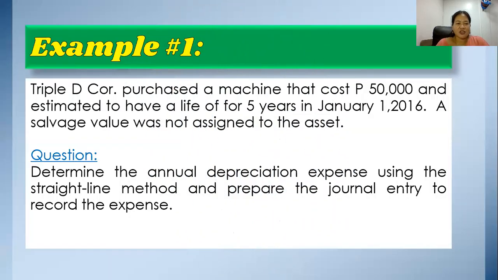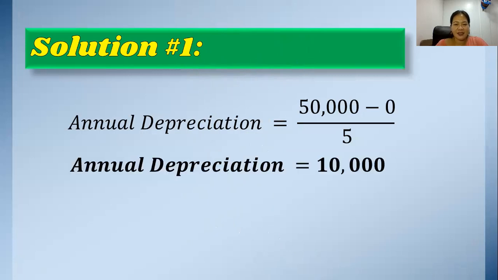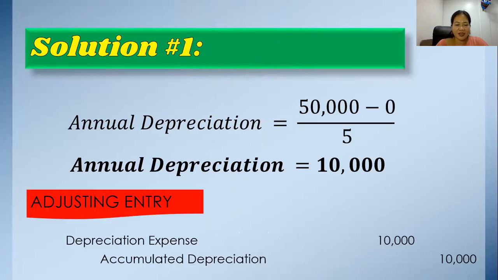Example number 1. Triple D Corporation purchased a machine that cost $50,000 and estimated to have a life of 5 years on January 1, 2016. A salvage value was not assigned to the asset, meaning there is no salvage value. Determine the annual depreciation expense using the straight line method and prepare the journal entry to record the expense. To compute the annual depreciation: 50,000 minus 0, divided by 5 years. So the annual depreciation is 10,000. The adjusting entry: debit depreciation expense 10,000, credit accumulated depreciation 10,000.